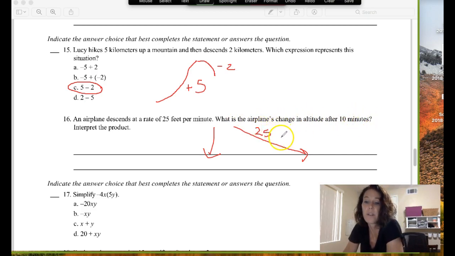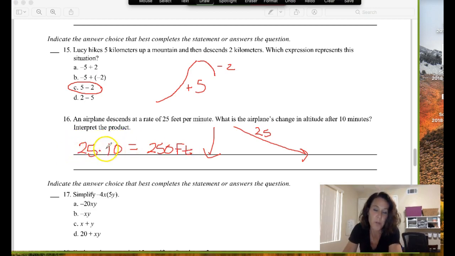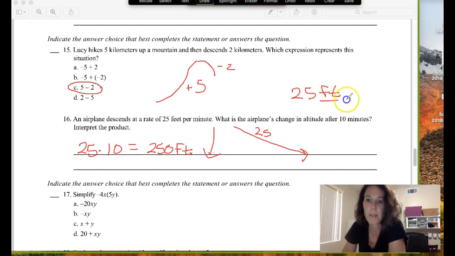So if it descends at 25 feet per minute, and there's 10 minutes, I'm going to go 25 and multiply that by 10. And that's going to be 250 feet. And if you want to keep your units while you're multiplying, it would look like this. 25 feet per minute, that's your per minute, times 10 minutes. If I do this multiplication, well, the minutes on bottom cancel with the minutes on top, and I'm left with 25 feet times 10, which is my 250 feet. So if you're keeping track of your units, that's a good way to do it.